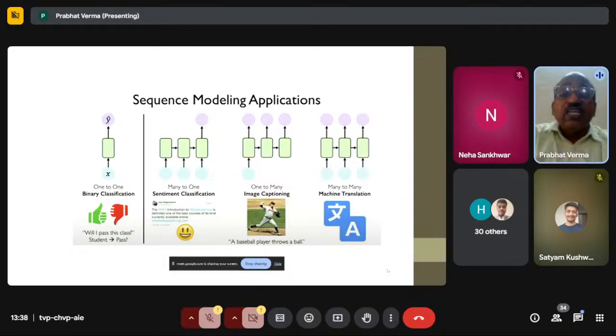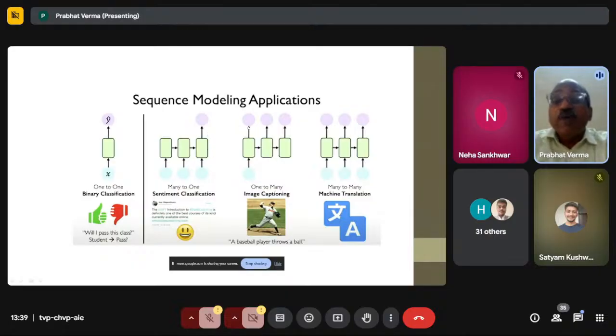There may be many-to-one type applications, like sentiment classification of a sentence or a tweet. See the second diagram, where there are so many inputs in the form of sequential words in the sentence, and we are processing those words through a model, and it is giving a single target output: the sentiment of that particular tweet or sentence. So this is an example of many-to-one type sentiment classification.